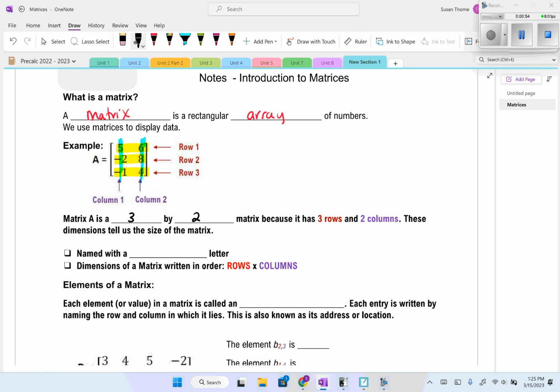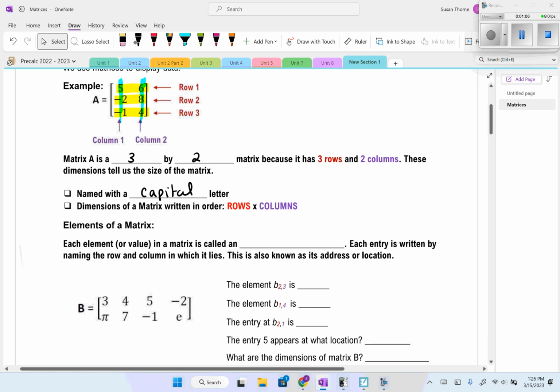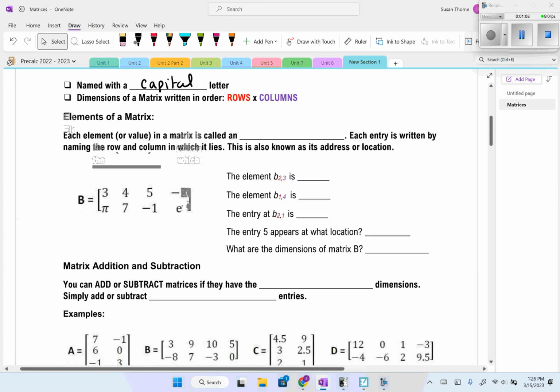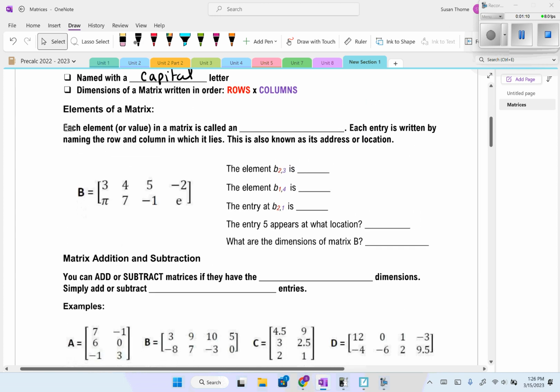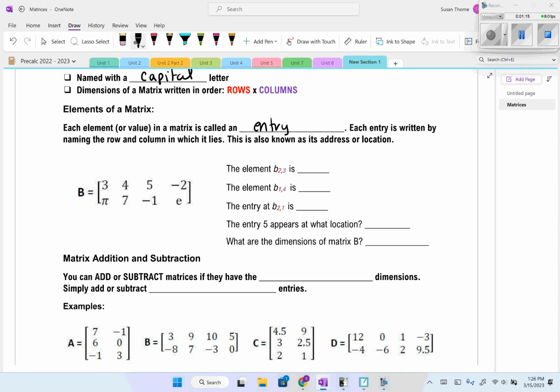We name matrices using a capital letter. And the dimensions of a matrix are written in order of rows by columns always. So let's talk about the elements of a matrix. Each element or value in a matrix is called an entry. Each entry is written by naming the row and column in which it lies. This is also known as its address or location.